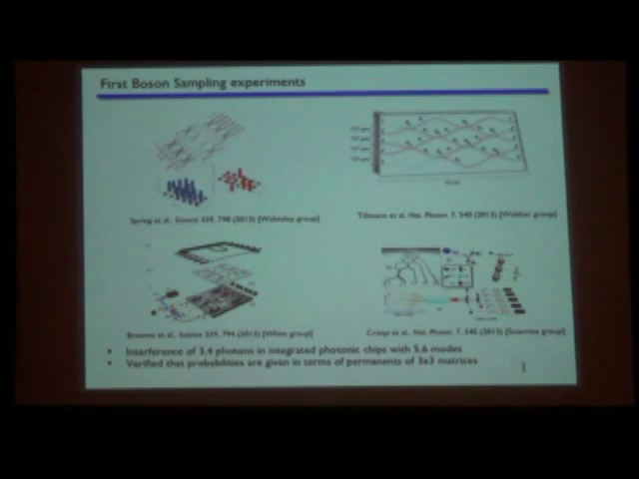What they all have in common is that they made interference experiments with three photons. Because two-photon experiments, I mean, the Hong-Ou-Mandel effect that was observed in '87, is already a boson sampling experiment with two photons. So the next non-trivial case is three photons. And they used integrated waveguides, and sometimes not integrated waveguides like this one, to do interference of three or four photons in chips with five or six modes, a couple of years ago. And they found that the probabilities were given by permanents of 3x3 submatrices of this 5x5 or 6x6 matrix, like quantum mechanics predicts. So they verified this works.